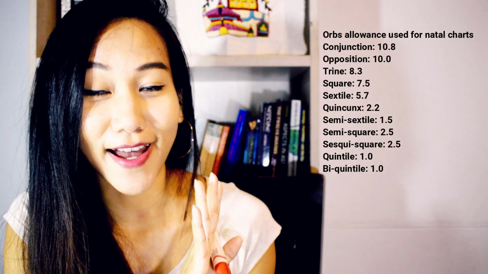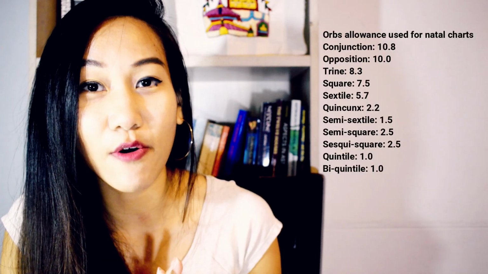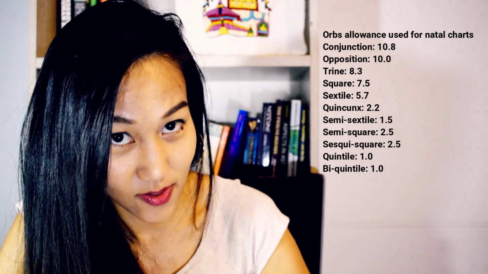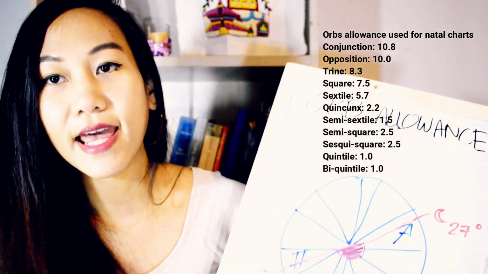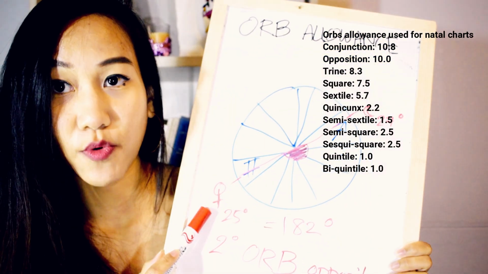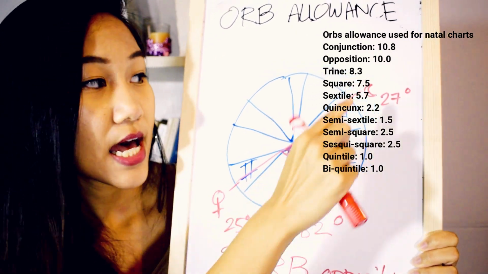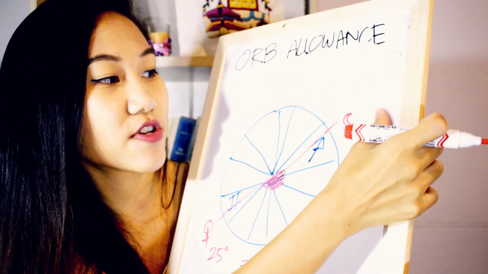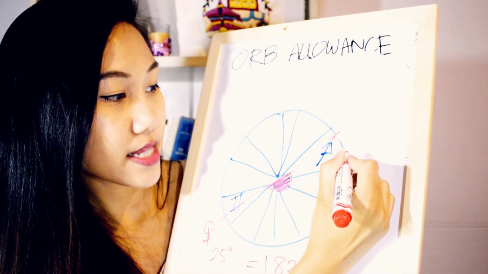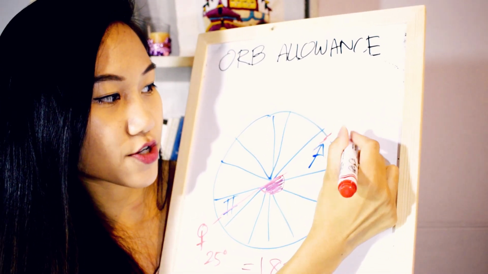So now, what is the orb allowance? The orb allowance is the maximum possible number of degrees that is permissible for an aspect to exist. I'm going to put up a chart right here on the left side that gives the maximum orb allowance for each of the aspects. Let's say in this situation, we have somebody who's got their Venus in Gemini at 25 degrees, but their moon is not at 27 degrees. Let's change something. Let's say the moon is at 5 degrees Sagittarius.